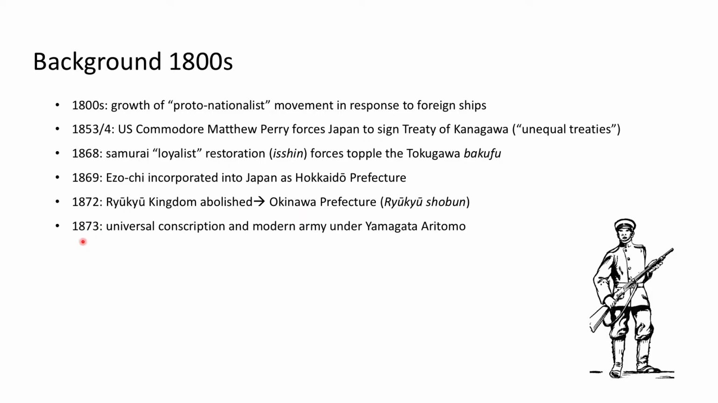In 1873, the government enacted universal conscription and began to develop, was already in the process of developing, a modern army, under the head of the army at that time, Yamagata Aritomo.